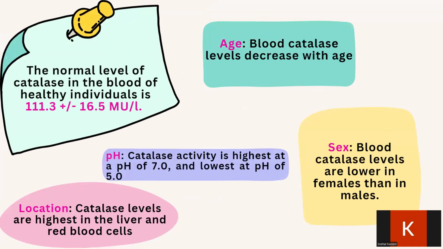The normal level of catalase in the blood of healthy individuals is about 111.3 plus or minus 16.5 microunits per liter. Blood catalase level decreases with age. Females have lower catalase levels than males. Catalase activity is highest at pH 7 and lowest at pH 5. Location: catalase levels are highest in the liver and RBCs.